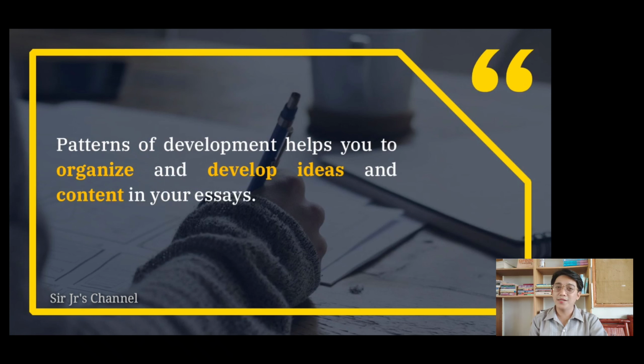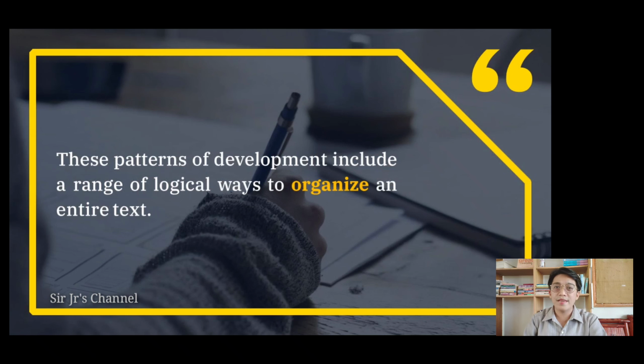In other words, patterns of development helps you to organize and develop your ideas and content in your essays or in any written article of yours. Moreover, these patterns of development include a range of logical ways to organize an entire text. So that is your magic word, that is your key term there: organize your entire text or your whole article. Meaning to say, these patterns of development are your strategies, are your styles on how you write your concepts, your thoughts and ideas in order for you to be fully comprehended or understood by your readers.